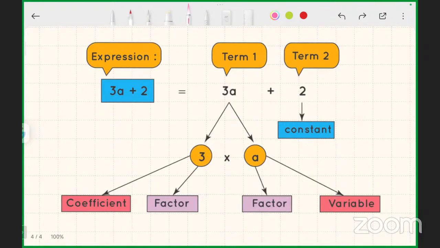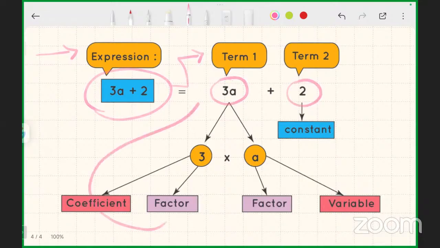Okay, correct. So, in terms of what we were studying, did we study algebraic expression? Yeah. Okay. The next thing we studied was terms, right? So how many terms is it made up of? Term one is 3a, term two is plus 2. And then we are talking about the factors of this term. What are the factors of this term? You just break it down into two parts. 3a is made up of 3 times a.